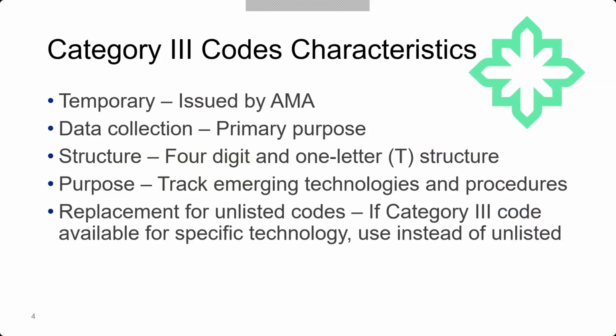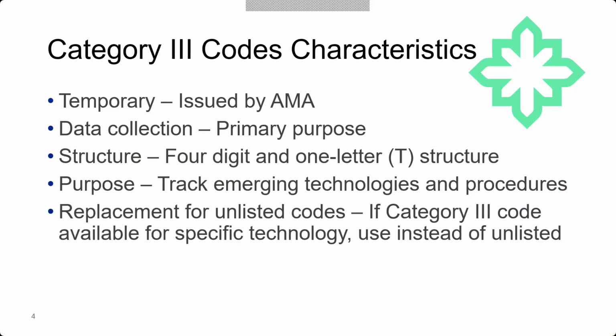So Category 3 codes were created to track utilization of emerging technologies, services, and procedures. They're not grouped by service types, like anesthesia or surgery or radiology, etc. Instead, they're assigned in sequential number order.